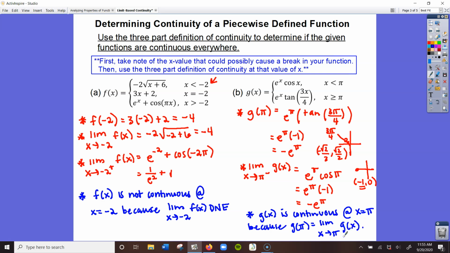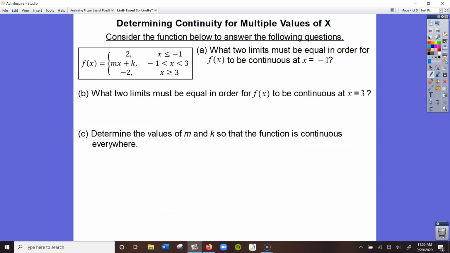So what we've been doing up to now is determining whether the function is or is not continuous. What we're going to do now is look at a function that gives us a few variables, such as here you see m and k. Now these are not necessarily variables, but represent constants. And what we want to do is figure out what those constants would be so that this particular function would be continuous everywhere. So we're going to take this piecewise function and make it continuous.